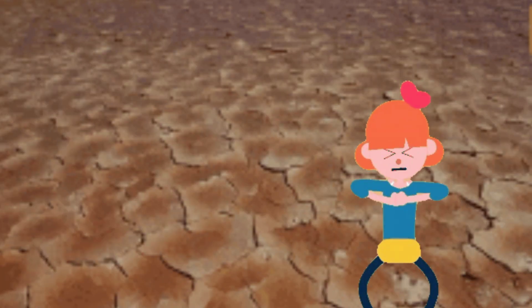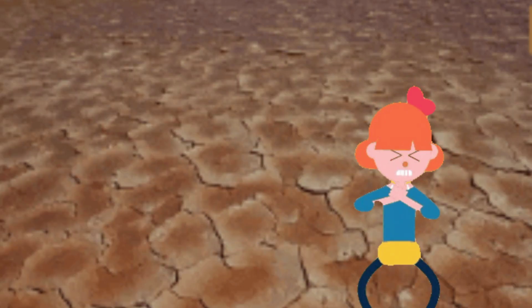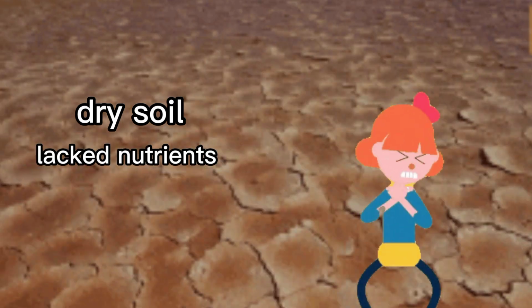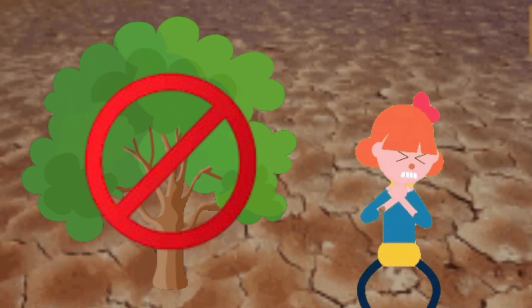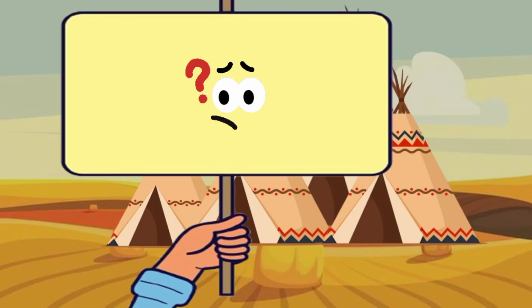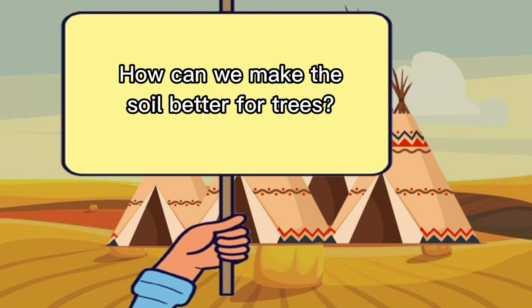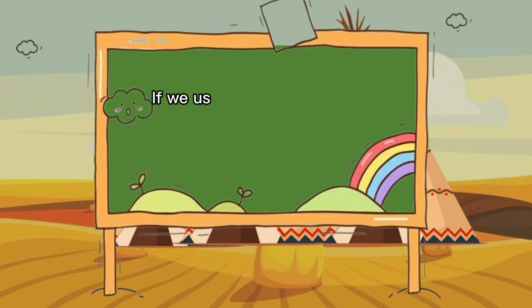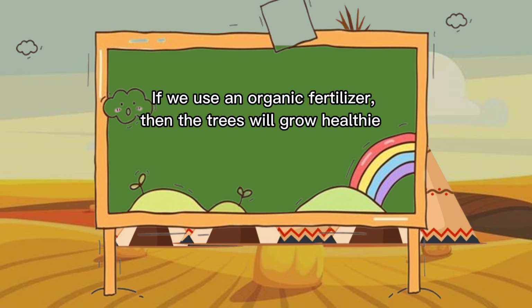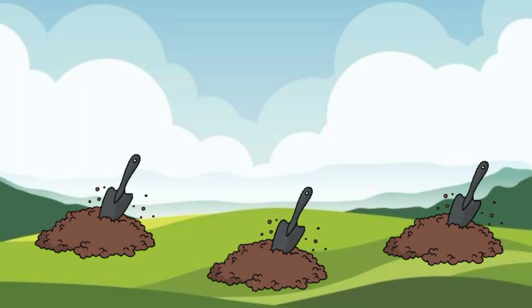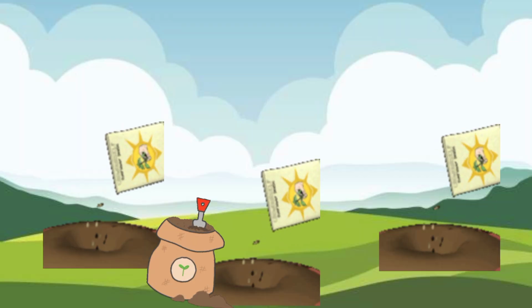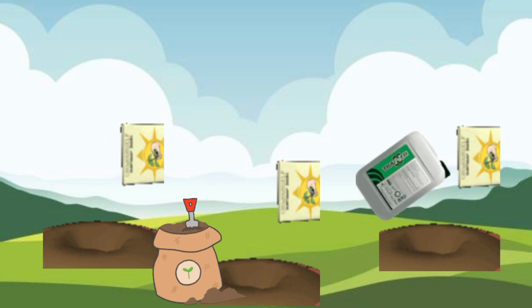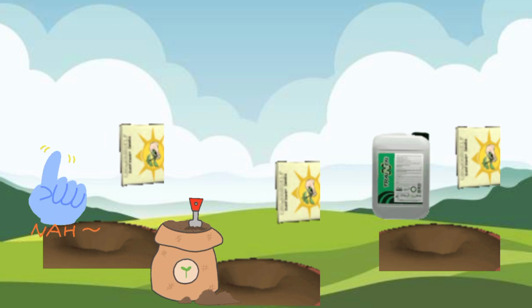For their observation, the villagers saw the soil was dry and lacked nutrients, making it hard for trees to grow, which led them to ask, how can we make the soil better for trees? And they formed their hypothesis. If we use an organic fertilizer, then the trees will grow healthier and stronger. In their experiment, they planted saplings with an organic fertilizer, inorganic fertilizer, and without a fertilizer.